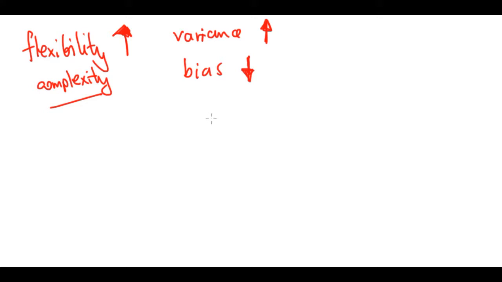So as flexibility increases, the relative rates of these changes, variance increasing and bias decreasing, will affect our test MSE. They will affect our test MSE, right? Let's look at what happens here.